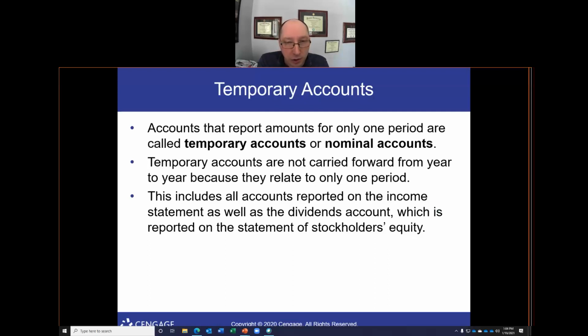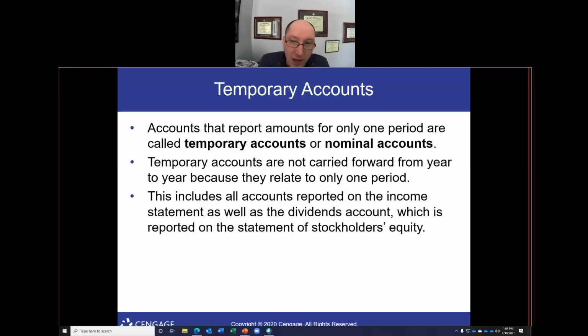So how does it work? We zero out our revenue and our expenses for the beginning of each month. How do we do that? We transfer our net income to the retained earnings statement at the end of each month. I keep calling it retained earnings; it's also called the statement of stockholders' equity.